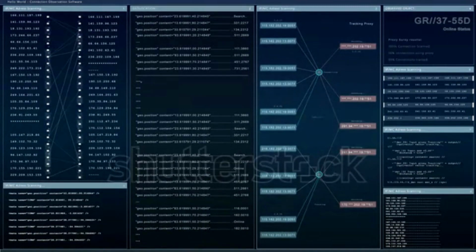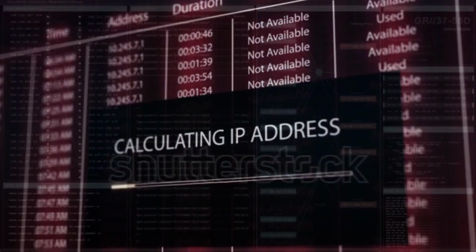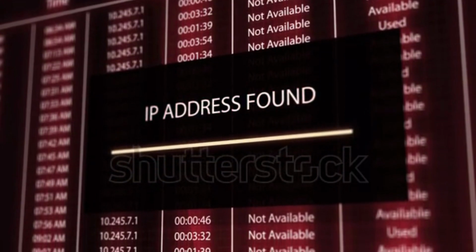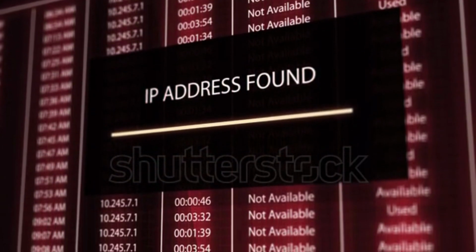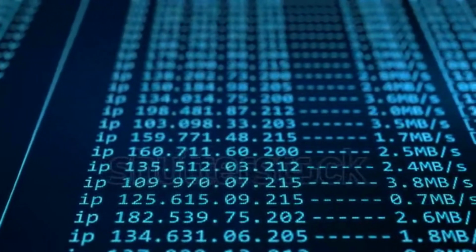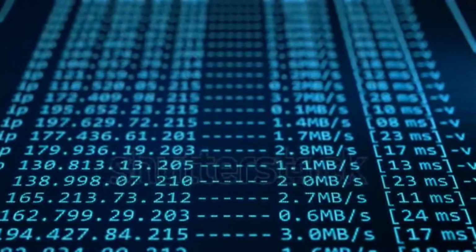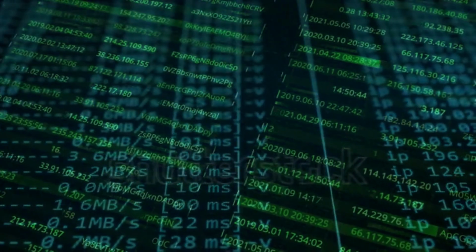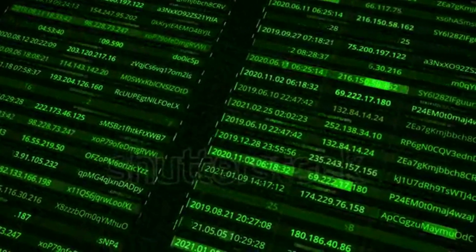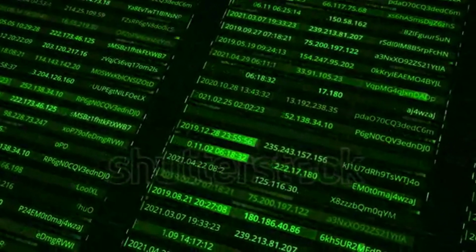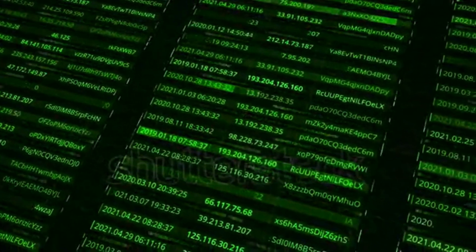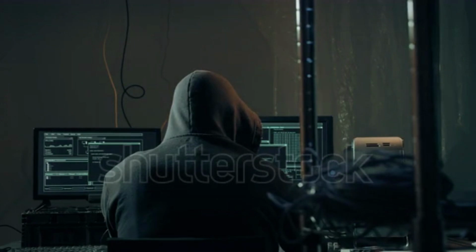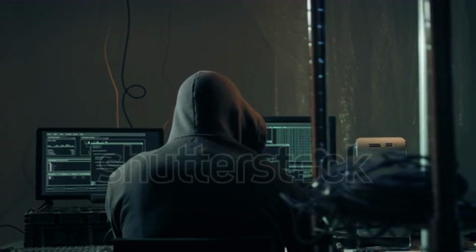There are two types of IP addresses: IPv4 and IPv6. IPv4 is the older version and consists of four sets of numbers separated by dots, such as 192.168.0.1. However, due to the rapid growth of the Internet, we're quickly running out of available IPv4 addresses. That's where IPv6 comes in. It uses a longer format with 8 sets of numbers, allowing for a significantly larger number of addresses.